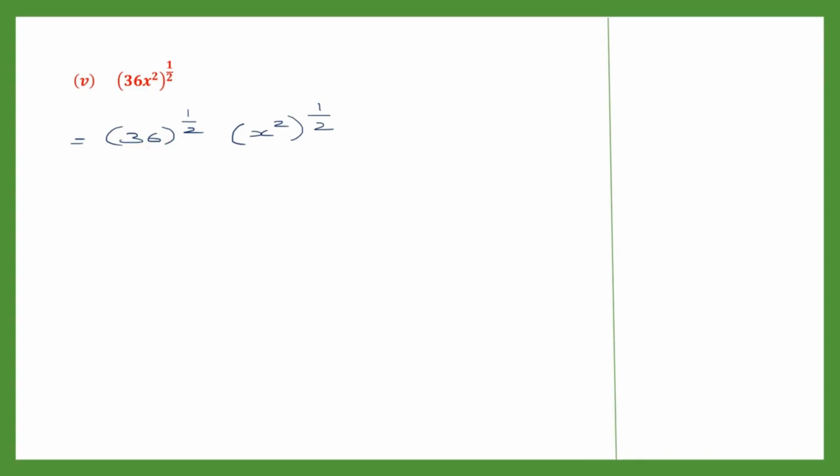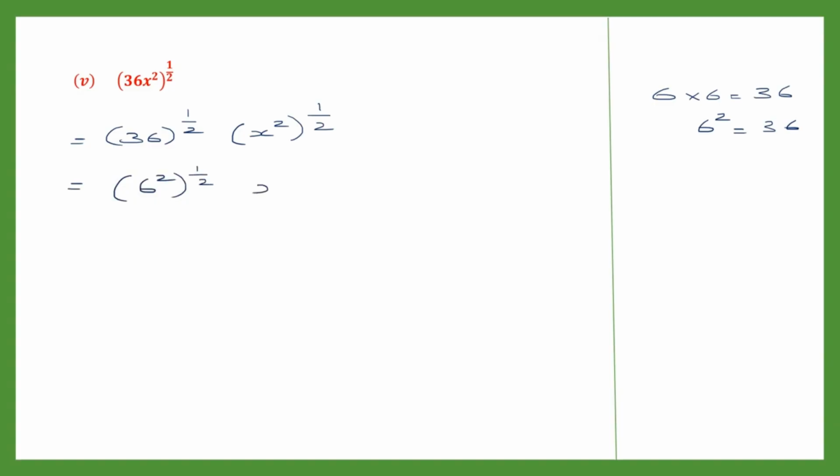Now what about 6 into 6? 6 into 6 is 36, isn't it? That means 6 to the power of 2 is 36. So instead of writing 36 here, we can write 6 to the power of 2. And this we can say is raised to the power of 1 by 2.